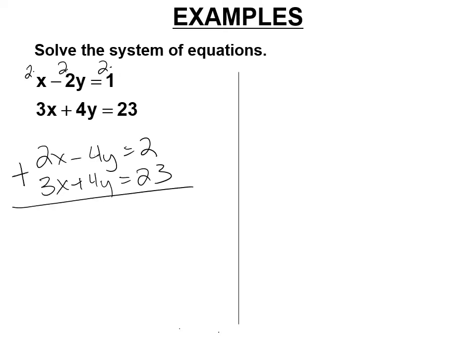Always write whether you're adding or subtracting. 2x plus 3x equals 5x. Negative 4y plus 4y is 0. 2 plus 23 is 25. Divide by 5.